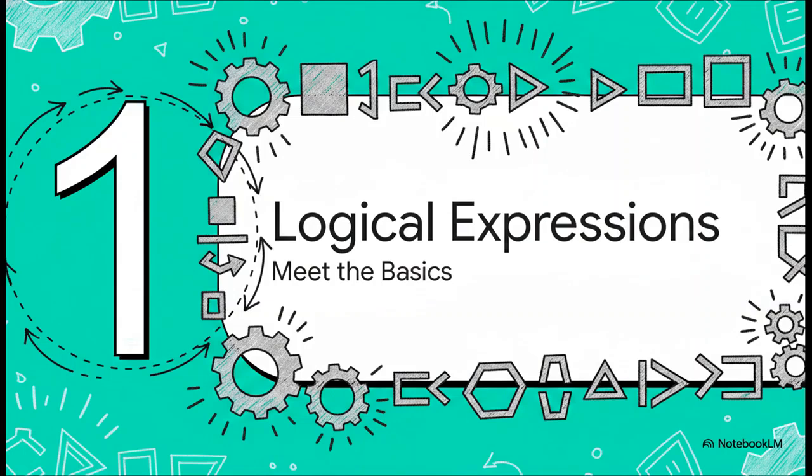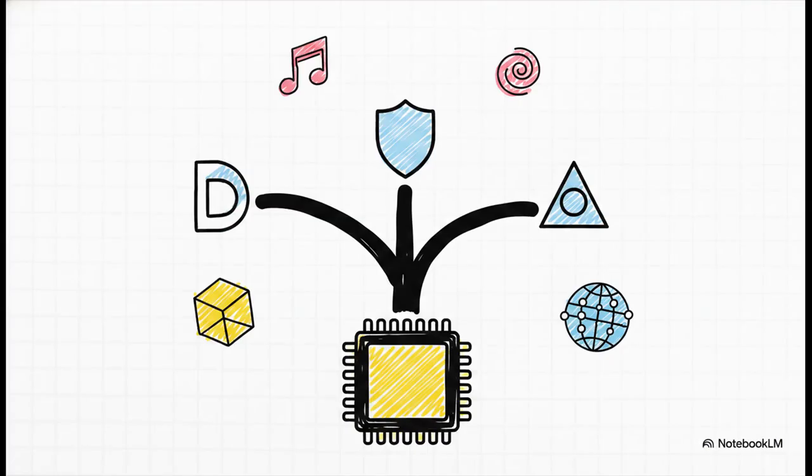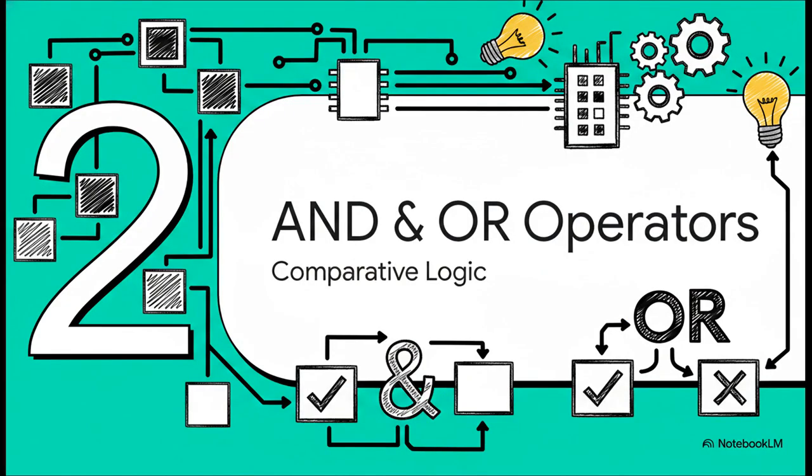Section 1. Meet logical expressions. We are looking at the absolute atomic units of computer logic here. Think about all the incredibly complex things computers do, right? Rendering stunning 3D graphics, routing global internet traffic, or just recommending your next favorite song. Out of all of that mind-boggling complexity, the core logic literally comes down to just three basic operators: and, or, and not. Whenever a computer program reaches a fork in the road, it uses these exact operators to determine which path to take.